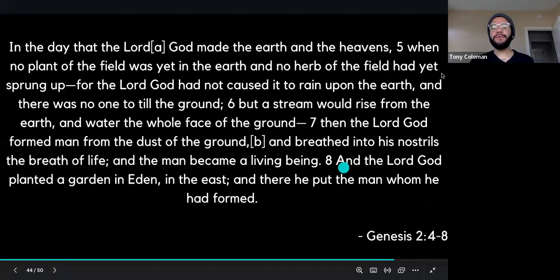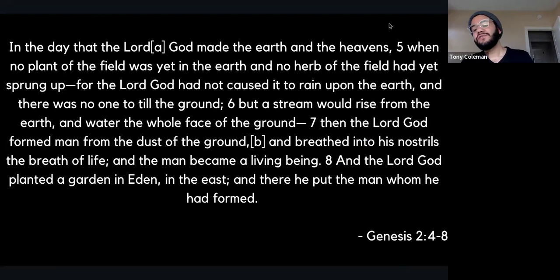Looking at chapter 2, this is from Genesis verses 4 through 8. Would someone else read this?